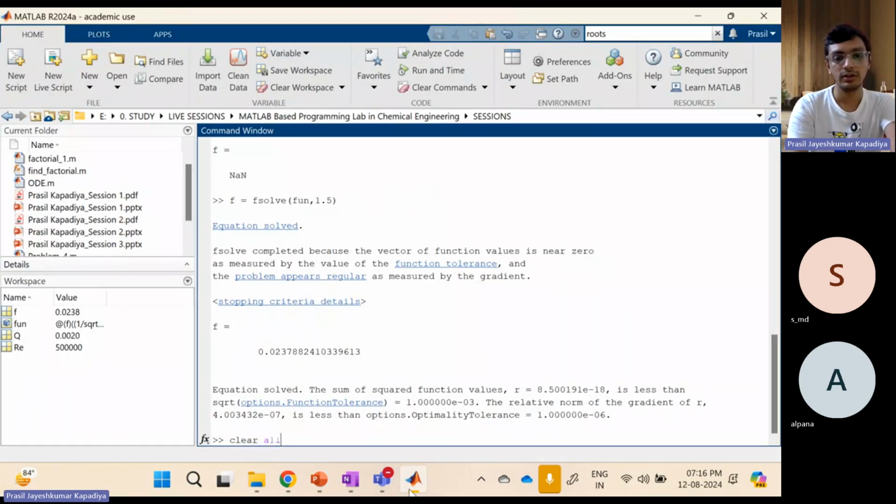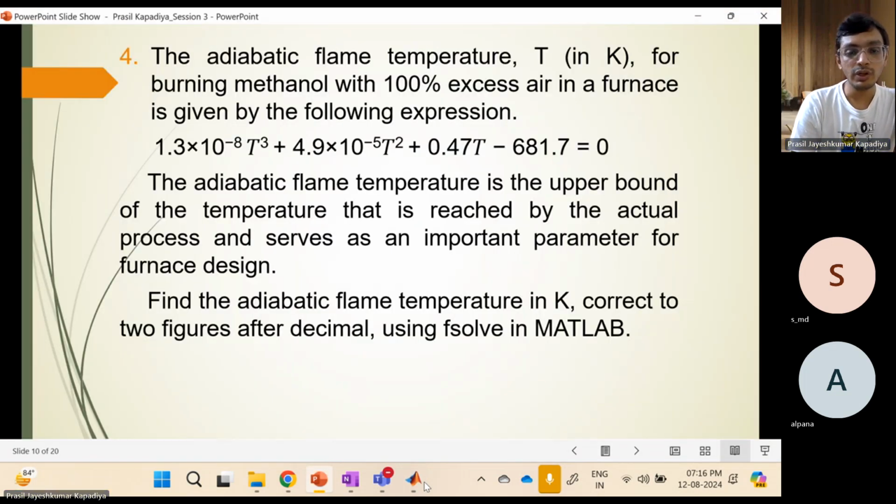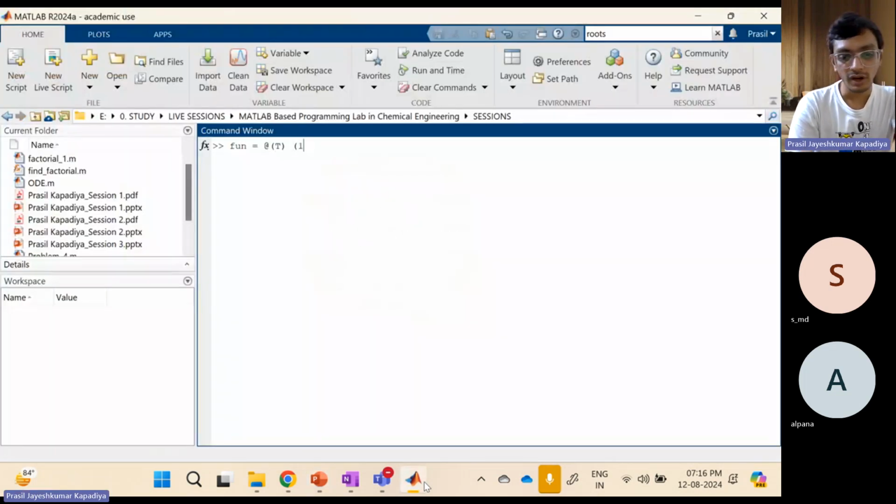We'll do clear all. Okay, so my function is in terms of T, so I'm writing it as @(T). 1.3 into 10 to the power minus 8, so it is 1.3e-8, into T cube, T to the power 3. This is my first term.